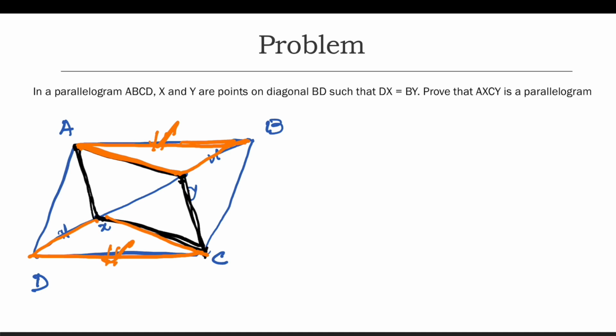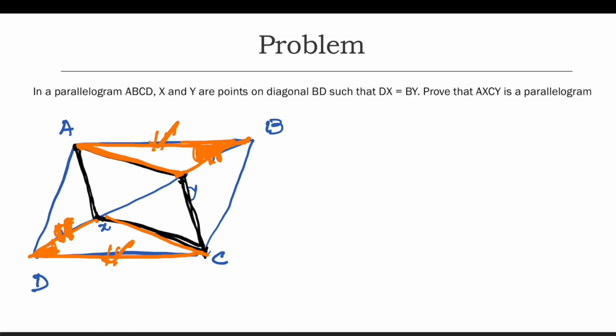This and this are equal, right? Second, what I know? This side and this side, which is BY and DX, also is equal. So these two are equal. Now look at this angle. Angle ABY is equal to angle CDX, this angle, right? So in that case, triangle CDX and triangle ABY are congruent triangles, right?